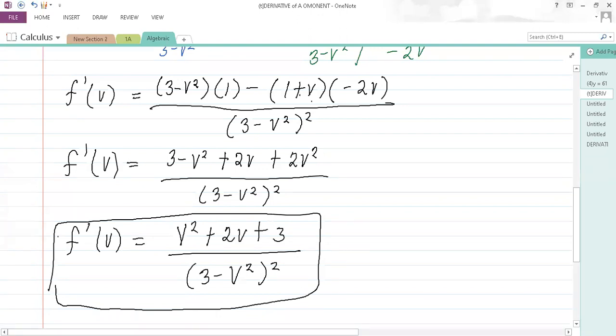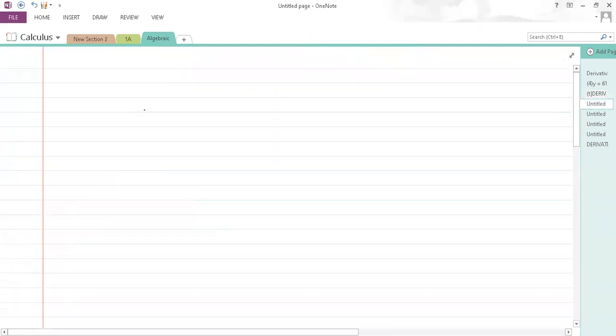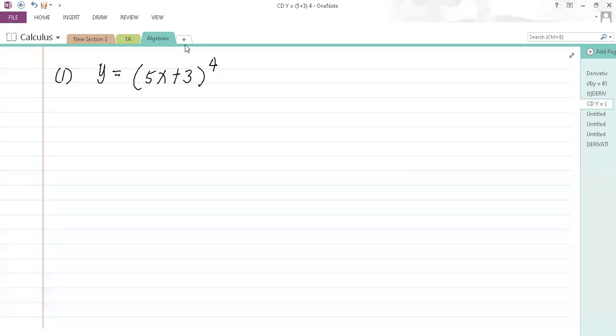Okay. So let's have an example of a combination. So pagka combination, mag-chain rule tayo pagka meron tayong combination. Okay. So for example, say differentiate the given equation or function that is equal to 5x plus 3 raised to 4. Okay, so gagamit tayo ng chain rule. So kanina yung example natin, if we have a power rule, one variable lang.